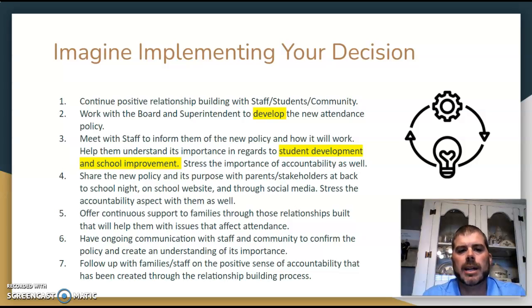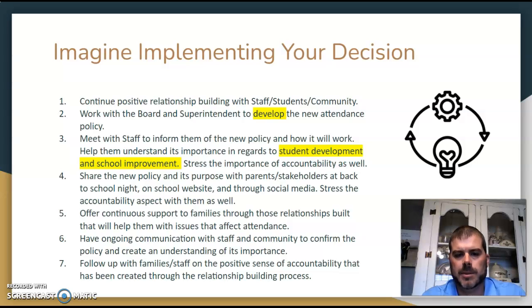Now we're going to take a look at and imagine implementing our decision. What does that look like? Number one, I would continue positive relationship building with staff, students, and community. That would have been one of the first things that I tried to do as I began my first year. Number two, I would work closely with the board and superintendent to develop the new attendance policy.